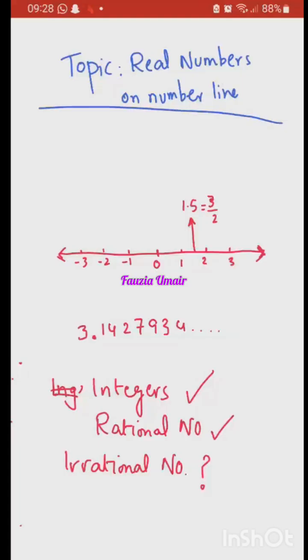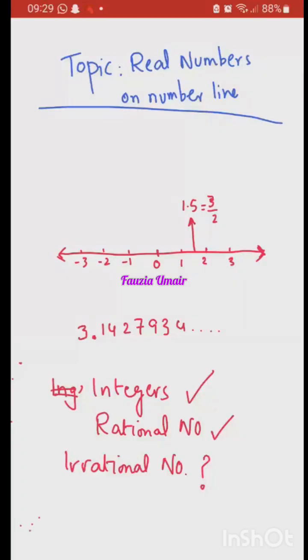Okay? So 22 by 7 can be plotted on the number line, because that is a rational number. Okay? Irrational numbers are non-terminating, non-recurring. So for the sake of your knowledge, irrational numbers cannot be plotted exactly on the number line. Okay? Why can we not plot them? Because their division does not end. We don't know the exact value of an irrational number. So that's why we cannot plot it.